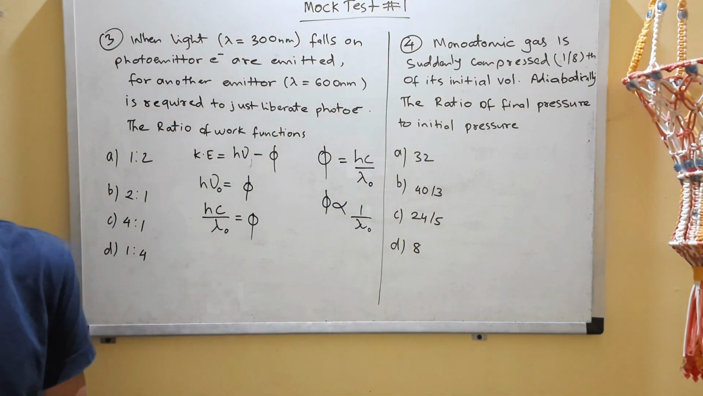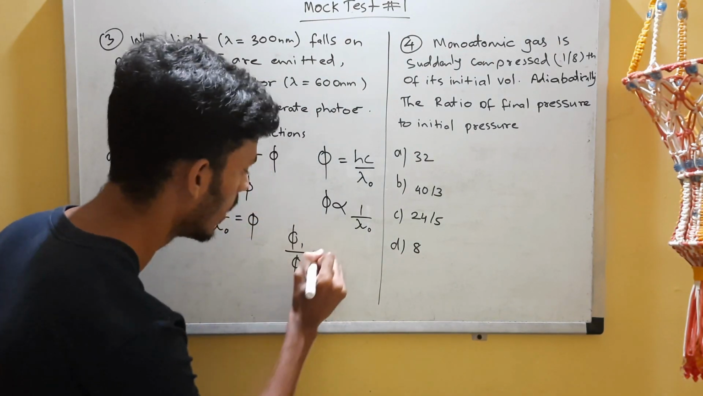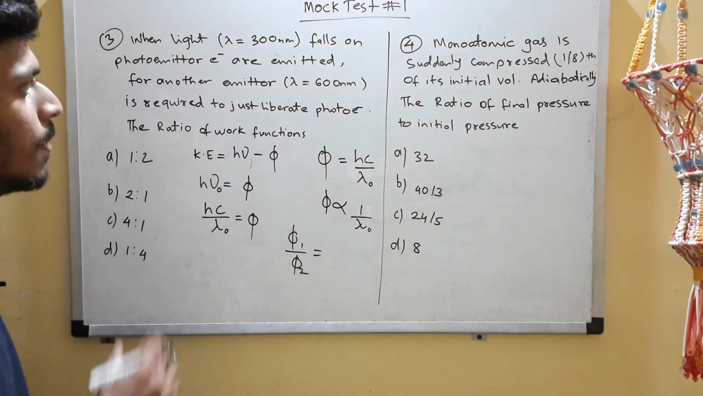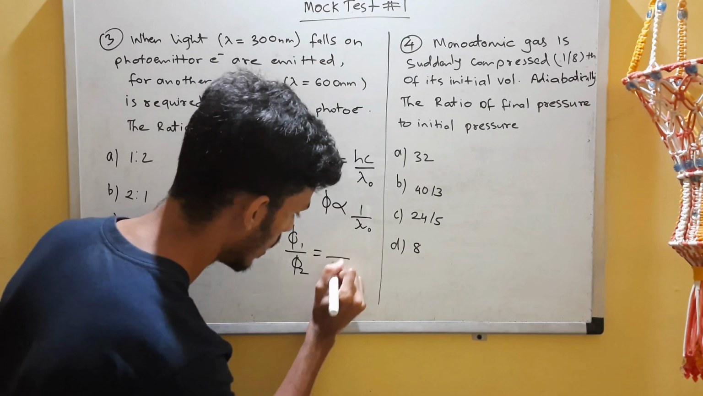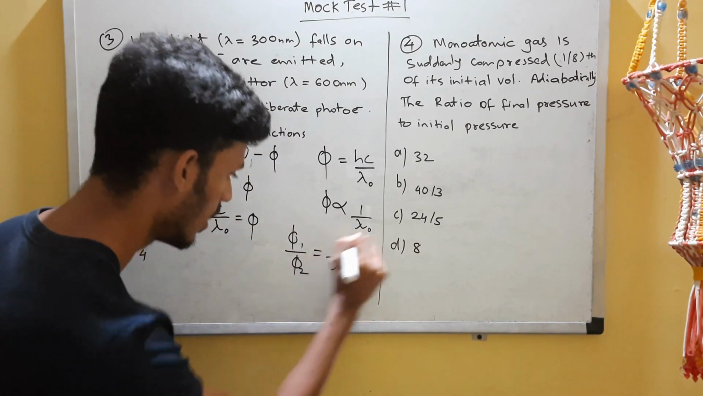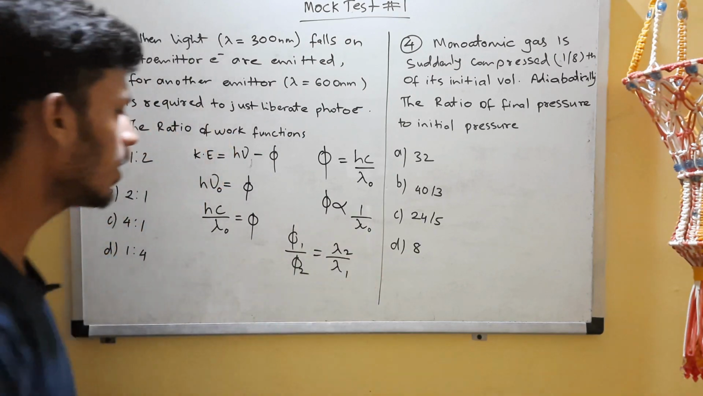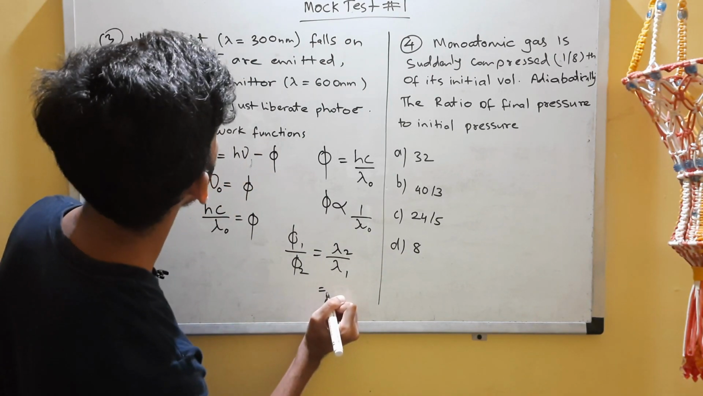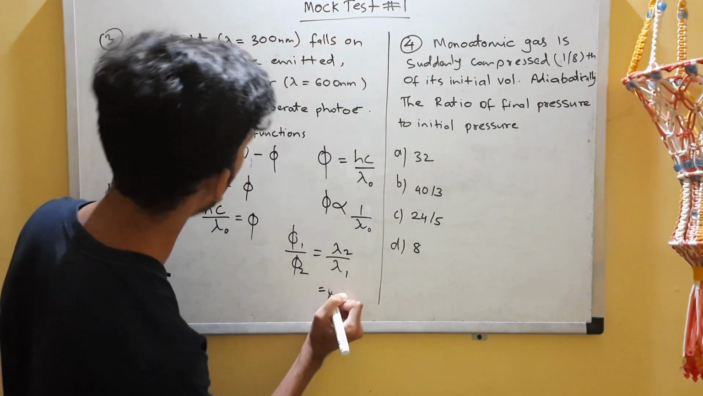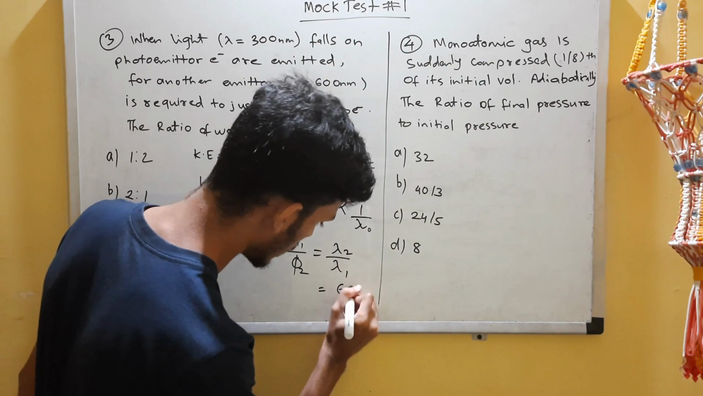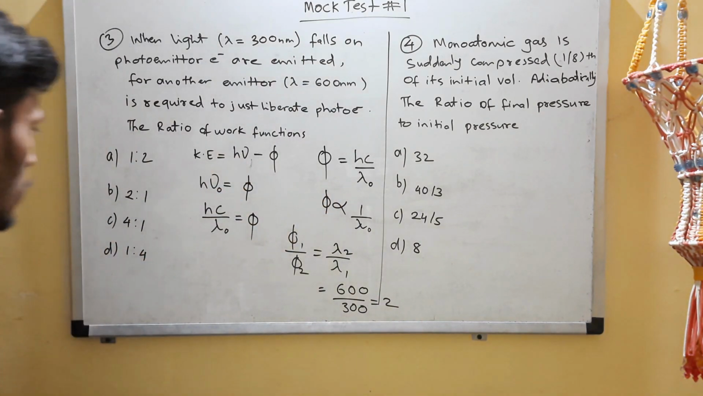It's inversely proportional, right? So the ratio of work functions phi 1 by phi 2, for material 1 and material 2, will be inversely proportional: phi 1 over phi 2 equals lambda 2 over lambda 1. Lambda 2 is 600 for material 2, and here we'll have 300 for material 1, so that is 2. So the ratio is 2:1.